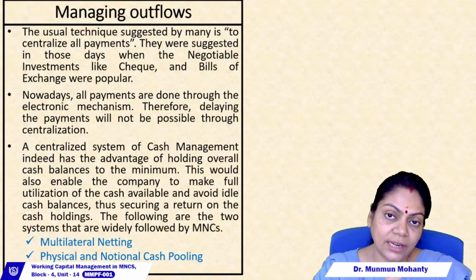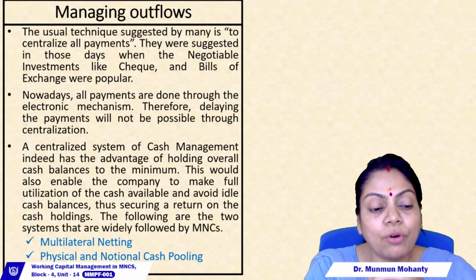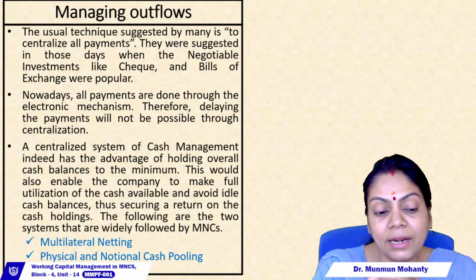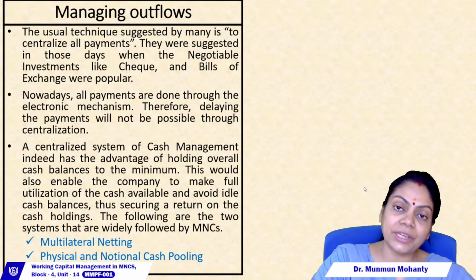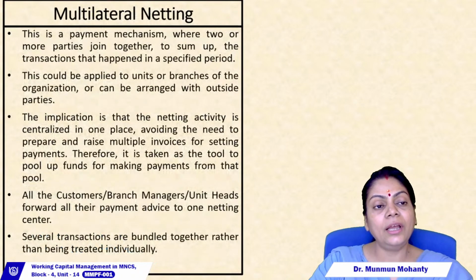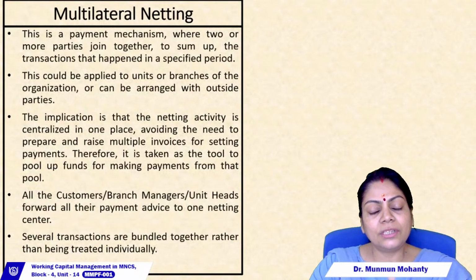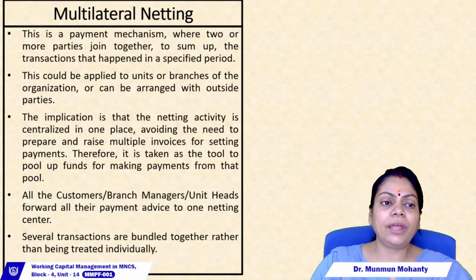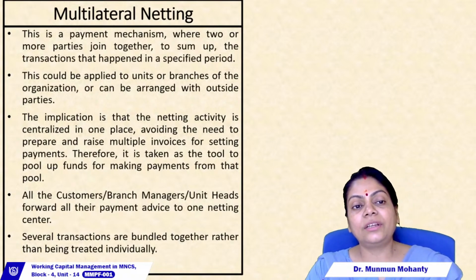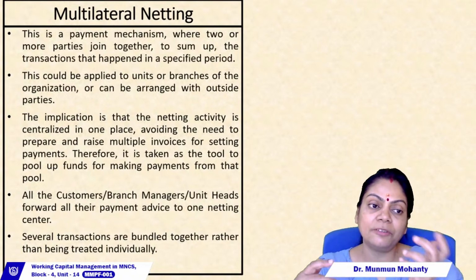To do that, the centralization of this cash management, you can talk about the two methods, that is the multilateral netting and something called a physical and notional cash pooling. Now, what is this multilateral netting? Now, this is nothing but a payment mechanism where two or more parties come together and sum up the transactions that have happened in a specified period.